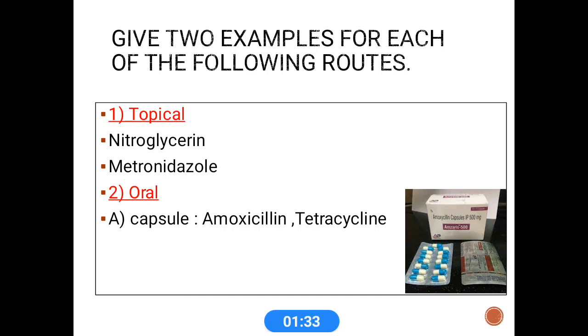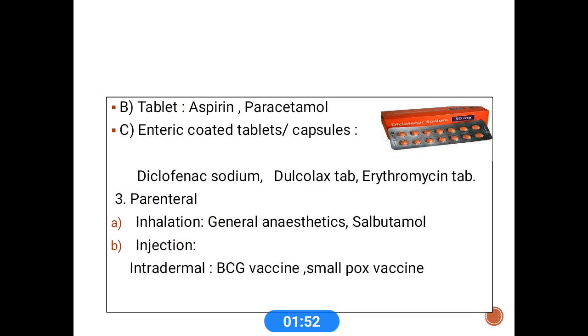Next question is the examples of oral route. In the oral route, most capsules and tablets come under the enteral route, drug administration through the GIT. Examples of capsules are amoxicillin and tetracycline. Tablets like aspirin and paracetamol are the well-known tablets. Next, enteric coated tablets or capsules. What are the examples of enteric coated?